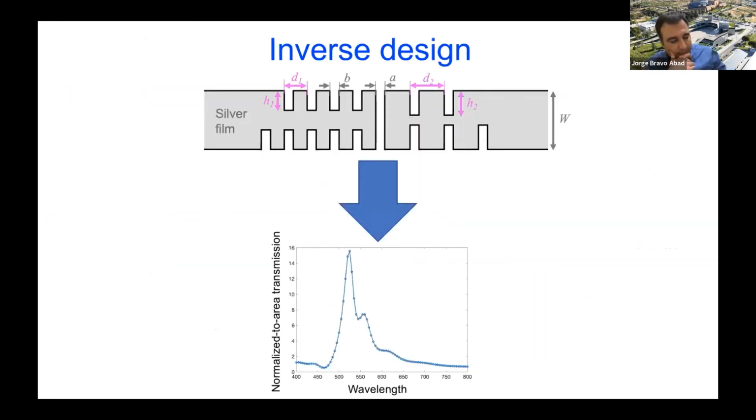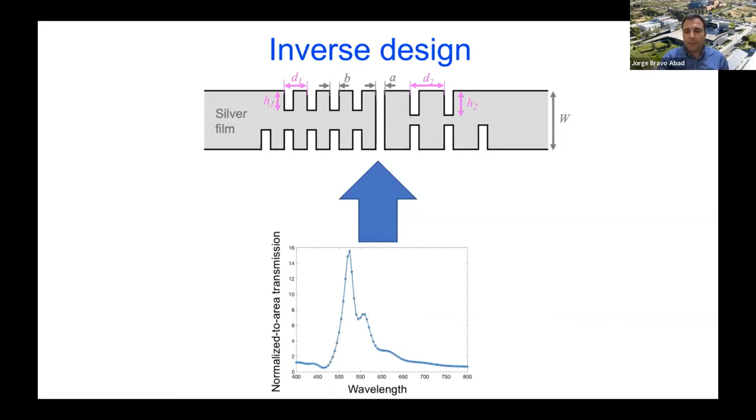But the next natural question that arises in this context is: okay, I have an artificial neural network that is able to give me an accurate prediction of the transmission given some geometrical parameters of my system. But what if you have in mind some spectrum that you need for some specific functionality, and you need to find what are the geometrical parameters of your system that are leading to that spectrum?